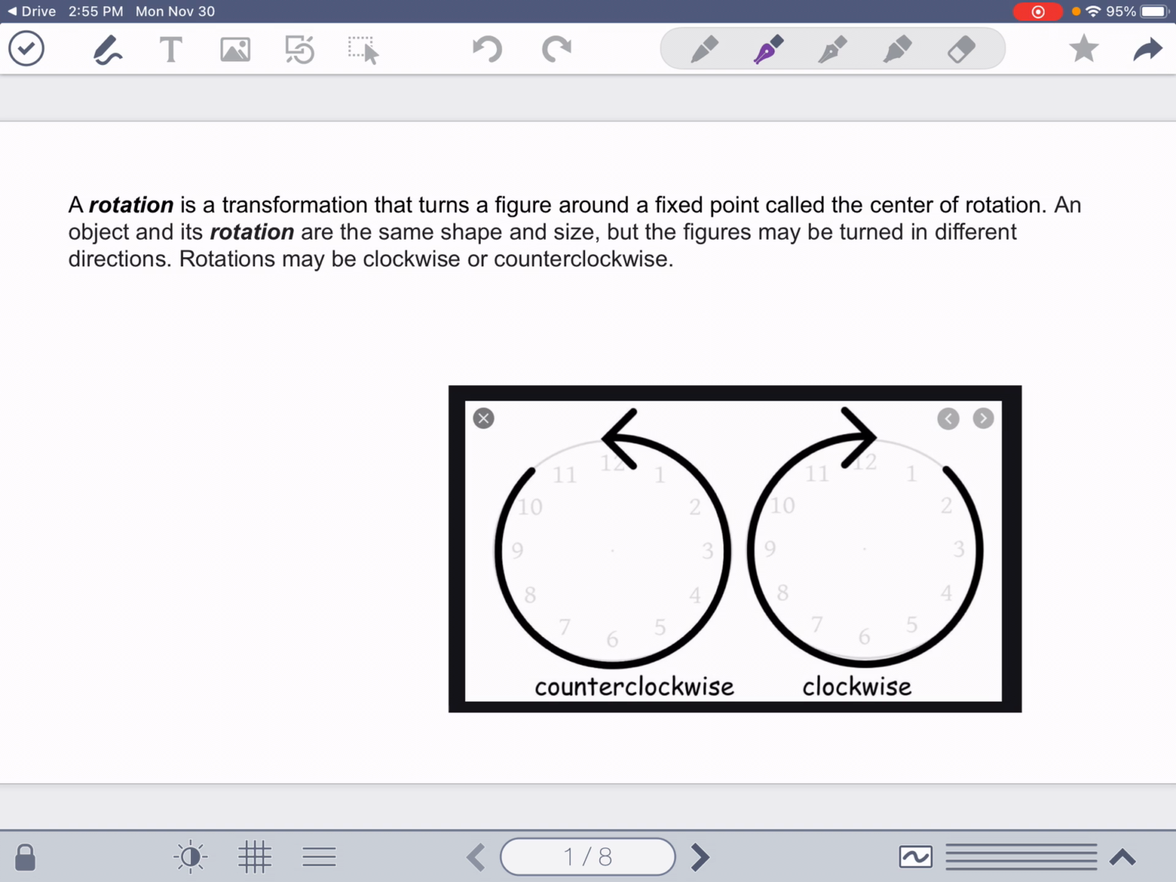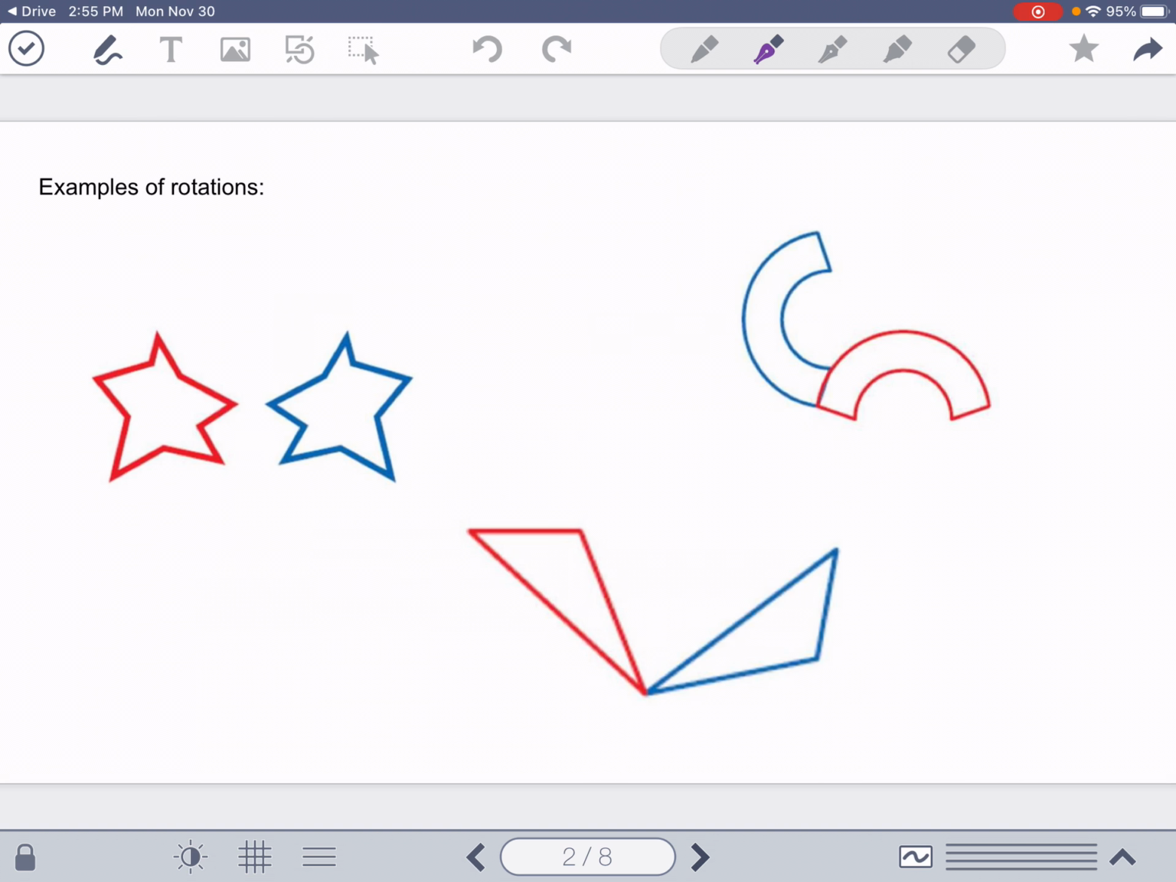Down here is an image of clockwise and counterclockwise in case you get the two confused. Here are some examples of rotations. We've rotated the star, we've rotated this little C, and then we've rotated this triangle.